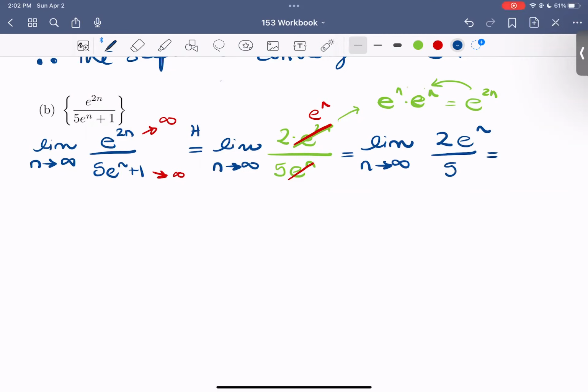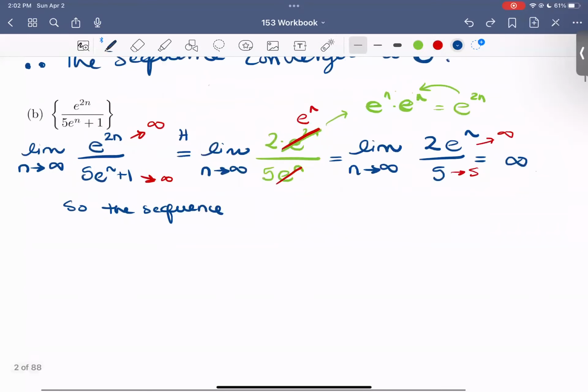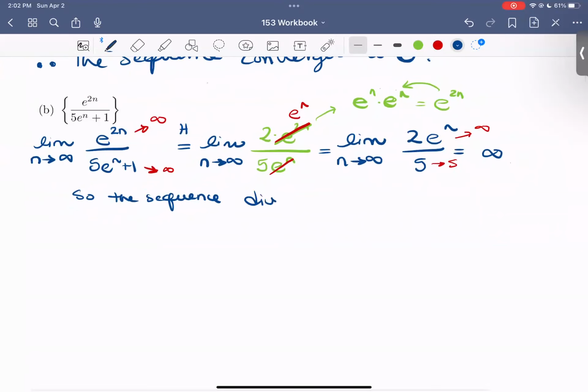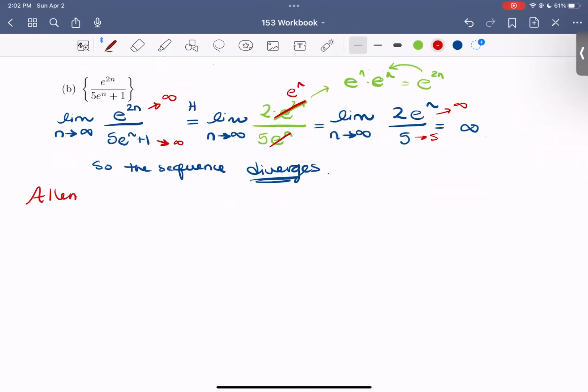Now, what happens there? This denominator just stays at a constant 5, no matter what n does. But this numerator blows up into infinity. When the numerator blows up larger and larger while the denominator stays fixed, that means this entire limit will go to infinity. So we can say the sequence diverges. It goes to infinity. Okay, but I want to look at an alternate solution here.